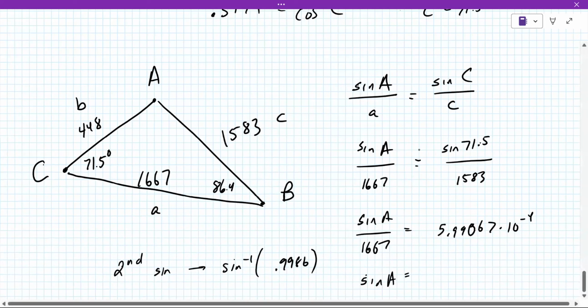So we'll say 86.4. Depending on rounding, you could be off by a little bit from your instructor's answers, but as long as you're in the ballpark. And then to find A, the last angle, you subtract these two angles from 180.